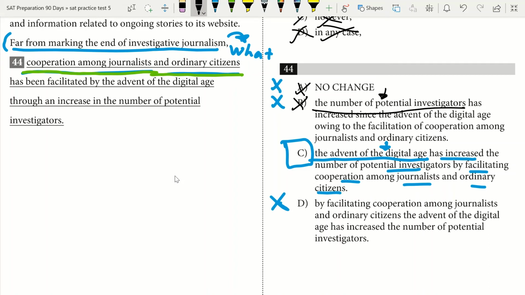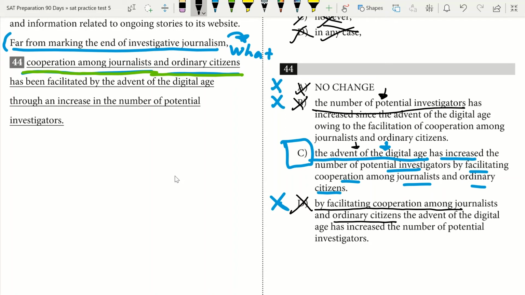What I did here is I read the passage, and I know that the advent of the digital age is what is responsible for being far from marking the end of investigative journalism. So it has to modify the advent of the digital age. Anything else that it would be modifying, such as by facilitating cooperation among journalists and ordinary citizens, would be incorrect. It would be a dangling modifier because it's not modifying what it's supposed to modify.